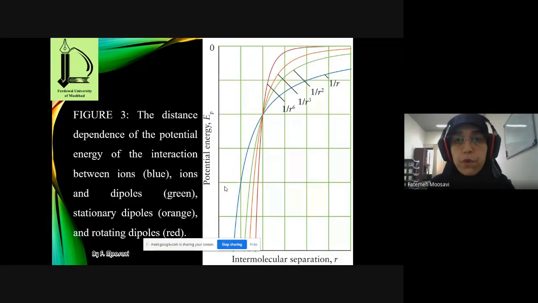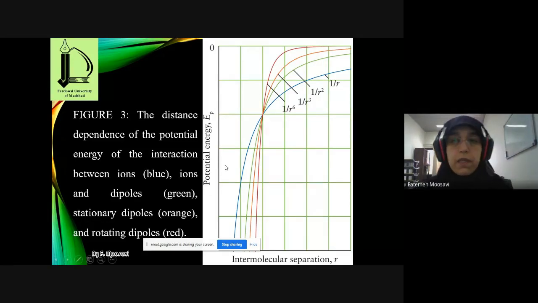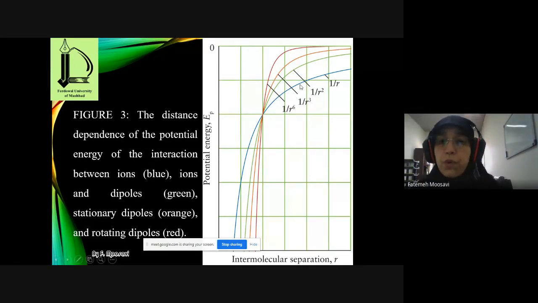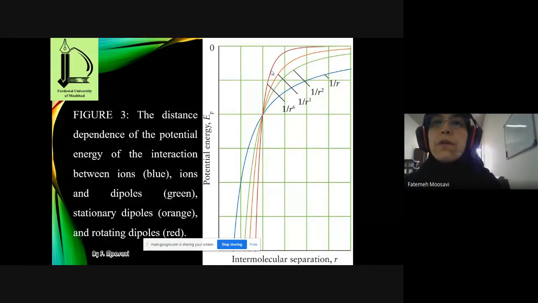In other words, according to this figure, we see that the ion interaction, shown in blue, is a long range interaction, while the dipole interaction between rotating dipoles, shown in red, is the shortest range interaction. It falls off very quickly to zero if the distance increases.